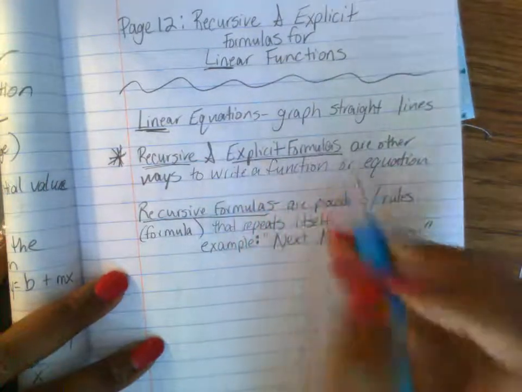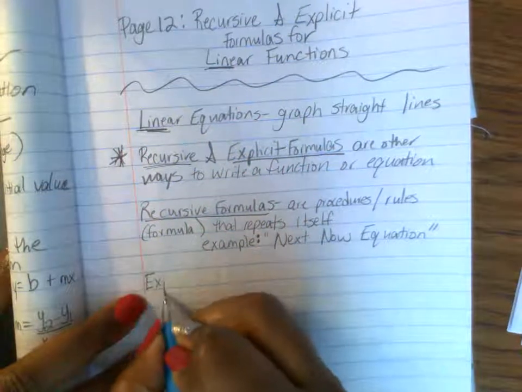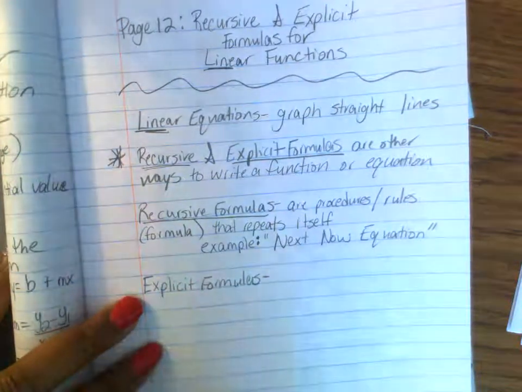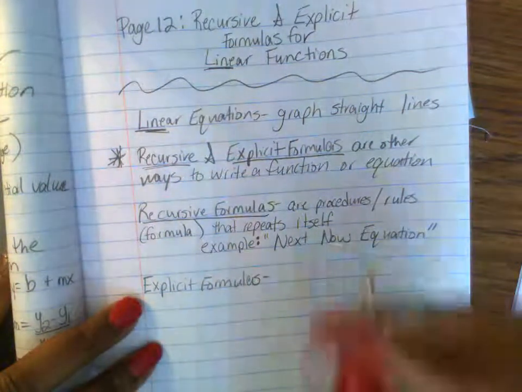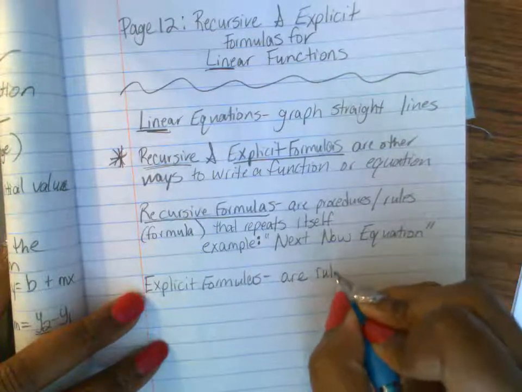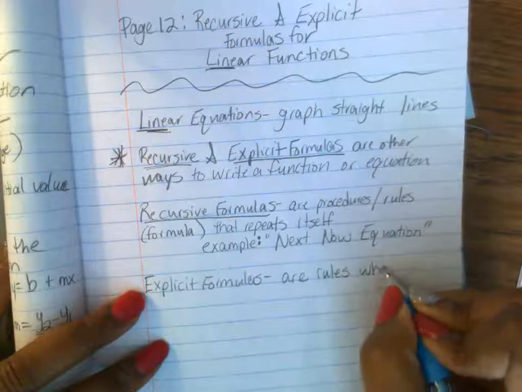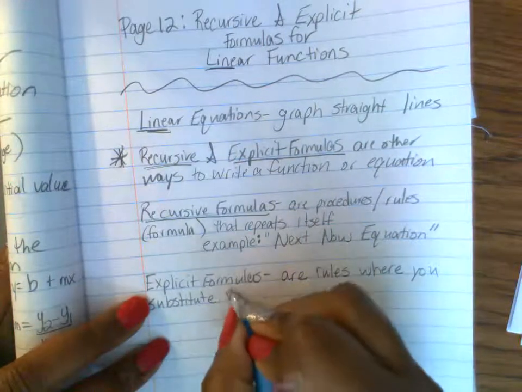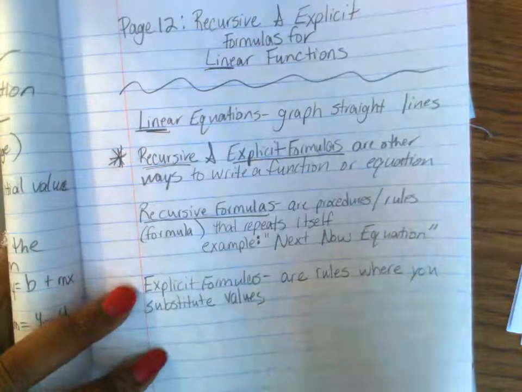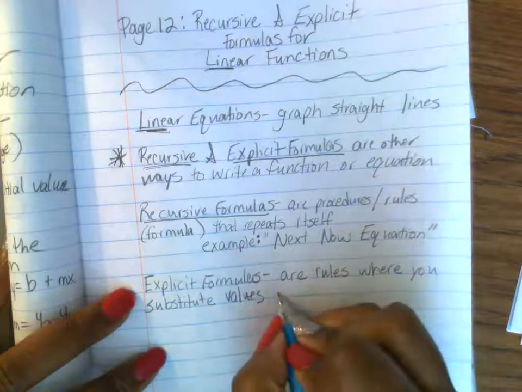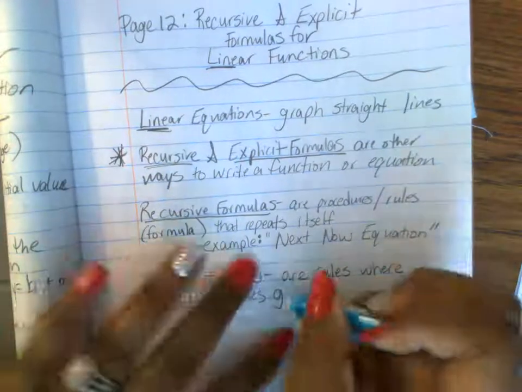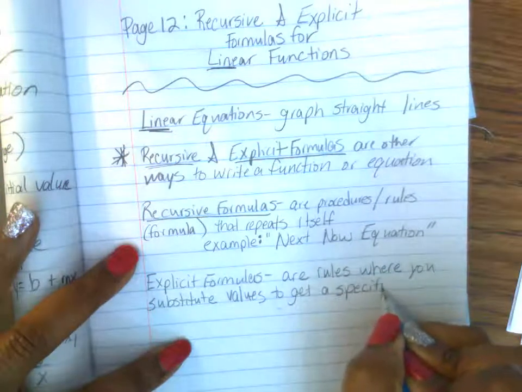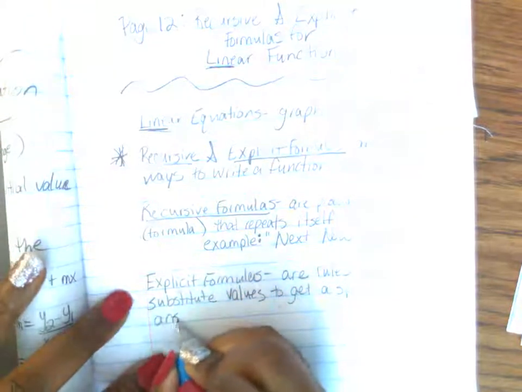Now we're going to do explicit formulas. Explicit formulas, okay, are rules where you substitute value or values to get a specific answer. Okay?